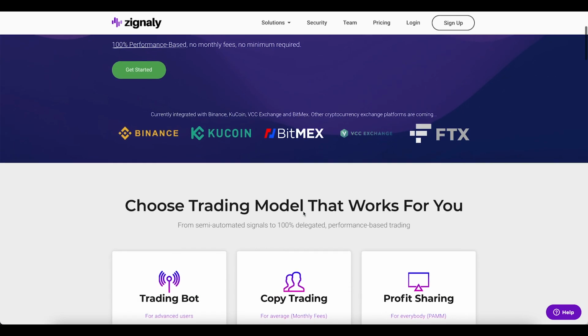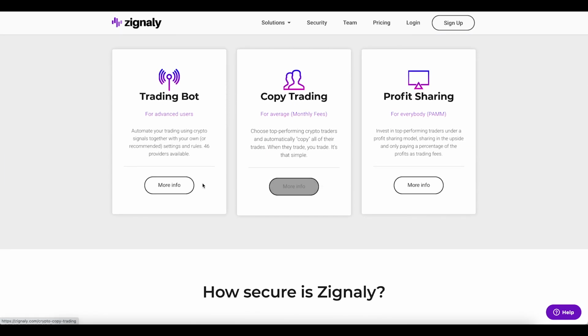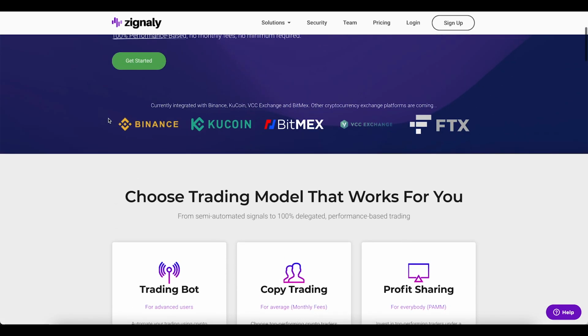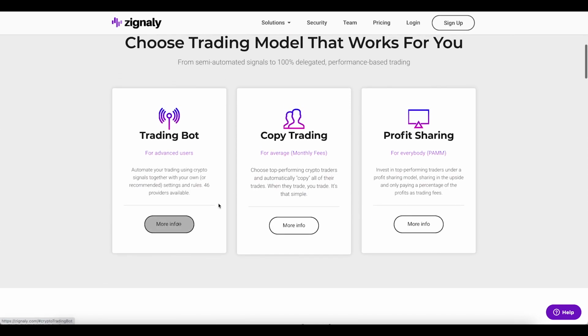I might not say it's very beginner friendly, but if you start to read their documentation, there's one thing that you have to set up, and that is your Binance account or your Kucoin account. They've mentioned that they're partnering with Binance, Kucoin, BitMEX, the VCC exchange, and FTX as well. So if you're holding your money in any of these exchanges, you can connect to Zignaly and do copy trading. Okay, there's a trading bot as well for the advanced users, of course, if you know how to code or anything.